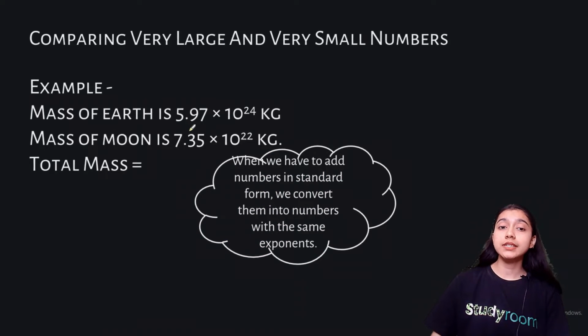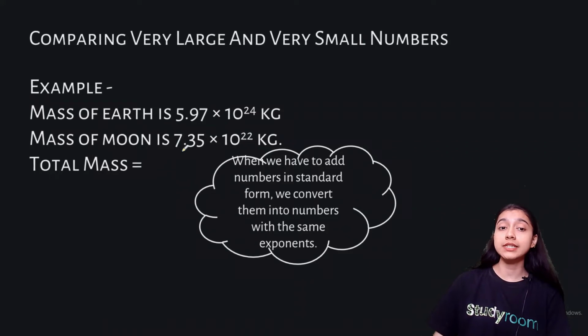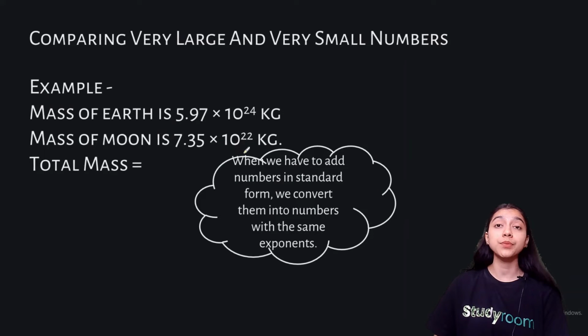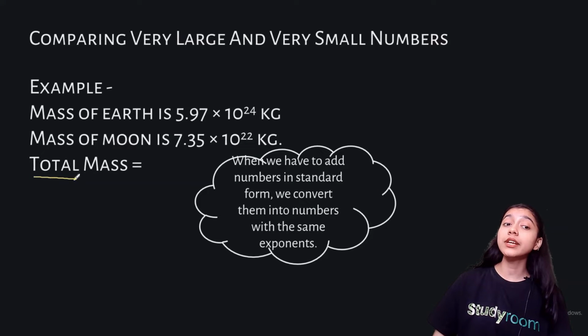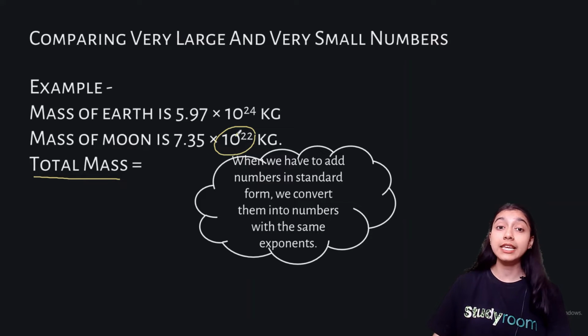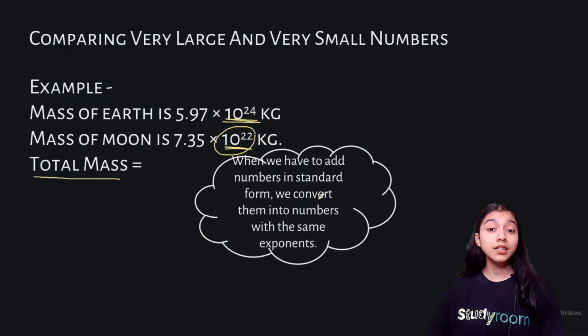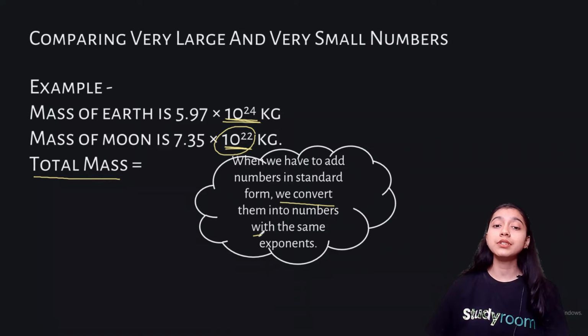The mass of the earth is given as 5.97 multiplied with 10 to the power 24 kg, and the mass of the moon is given as 7.35 multiplied with 10 to the power of 22 kg. Now we have to calculate the total mass. The very important concept when we have to add the exponents is that we have to make these exponents the same. That means if we have 10 to the power 24 over here, this quantity also needs to be made 10 to the power 24, because it will provide us convenience in calculating and adding up both the quantities. So when we have to add numbers in standard form, we convert the numbers into the same exponent. This is a very important thing that we need to keep in mind.